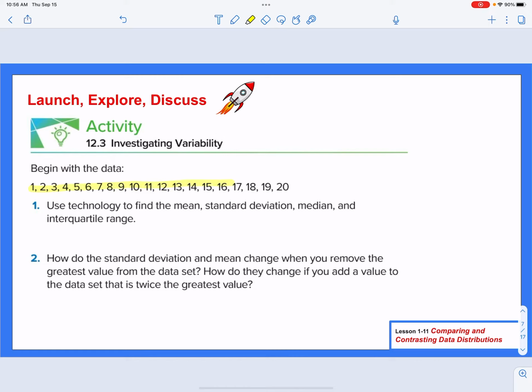Okay, begin with this data. There it is. We're going to use technology to find the mean, standard deviation, median, and the interquartile range. Remember, interquartile range is Q3 minus Q1 of our box plot. Median is the middle, mean is the average, and standard deviation, we have to use the calculator for it. So we're going to plug these numbers in to find those 4 values.